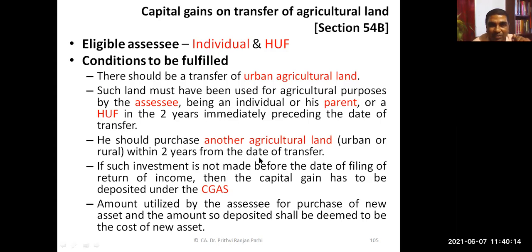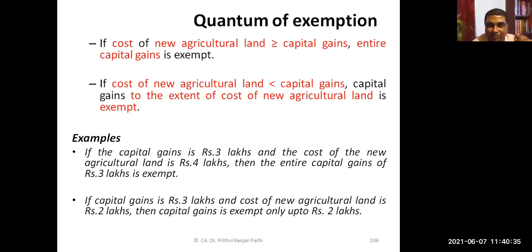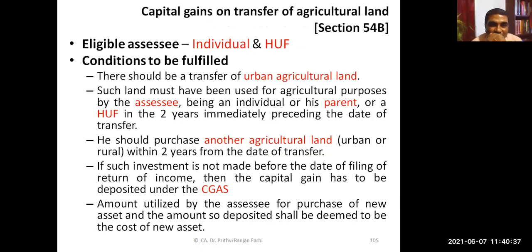Did you understand this point? Urban agricultural land should have been used for agricultural purpose within 2 years immediately preceding the date of transfer. Another agricultural land, whether urban or rural, should have been acquired. And if the money has not been invested, that can be kept in the capital gain account scheme. Okay, did you understand these conditions?